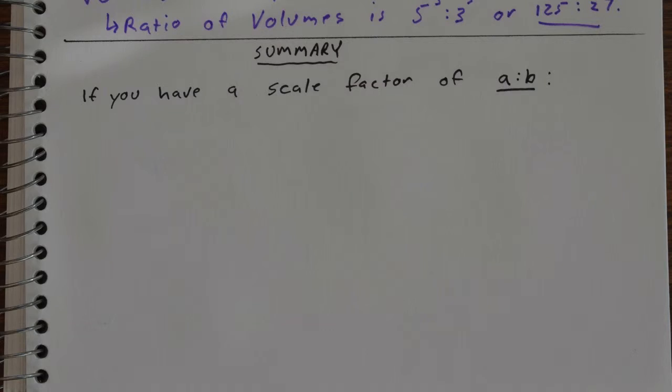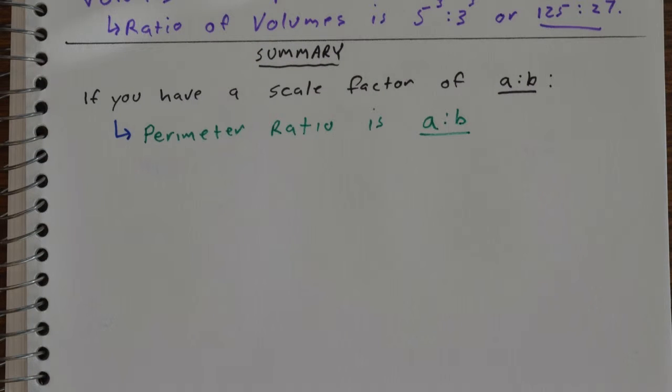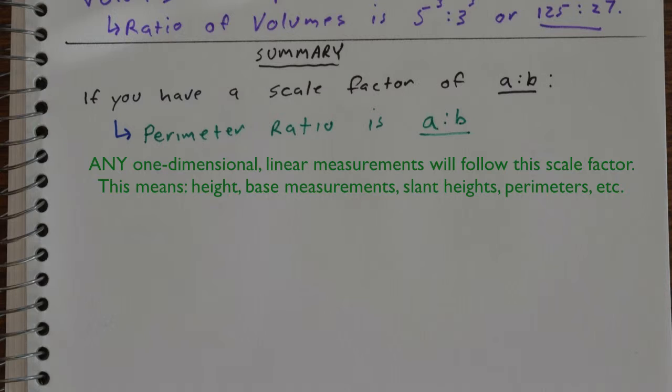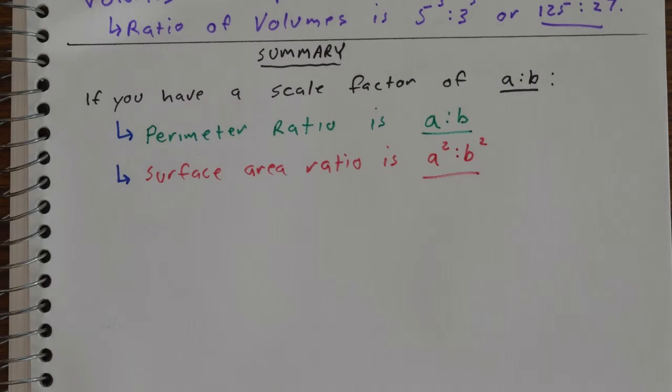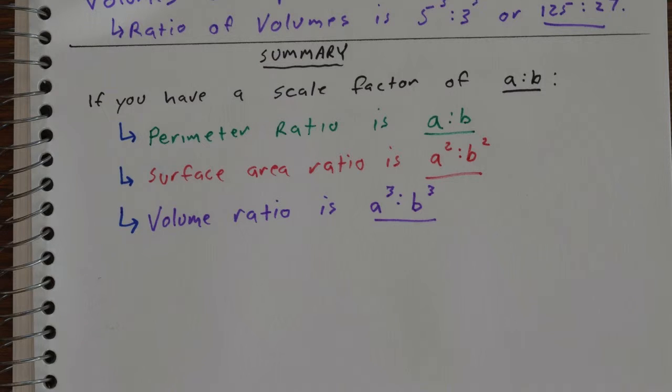And so to recap, if we have two similar solids with a scale factor a to b, the perimeter ratio is also a to b. In other words, any one-dimensional measurements, so perimeter, heights, base measurements, slant heights, those will always follow that scale factor of a to b. Surface area ratio will be a squared to b squared. And volume, a cubed to b cubed. So let's apply that to a couple of examples.